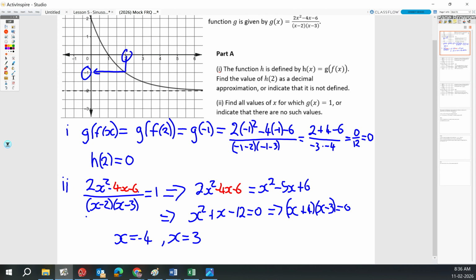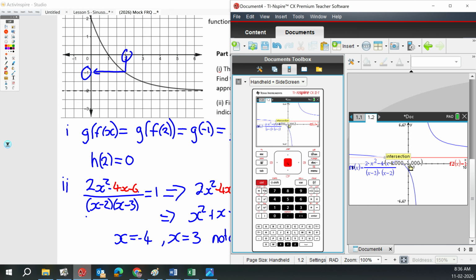x is equal to 3 is not defined for this function because of this factor here. It will cause division by 0. Therefore, x is equal to minus 4. And that's what we got. That's what we got on our graph.